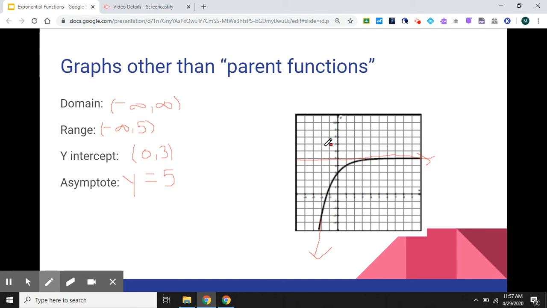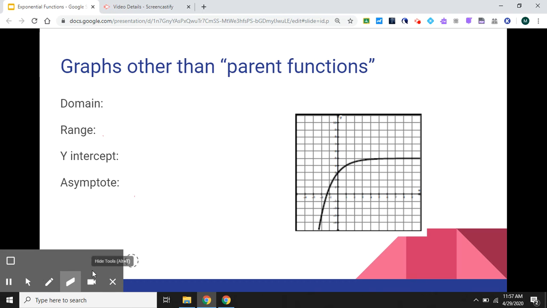Alrighty, so I'm going to pause here for a little bit so you can read that. I will go through and type those in for you, but I have to erase it so I can get to my next one. Okay, next example.